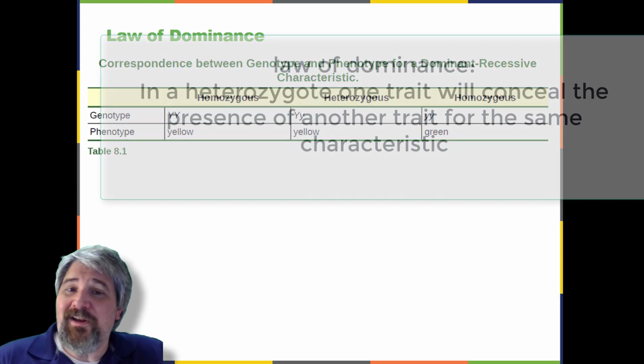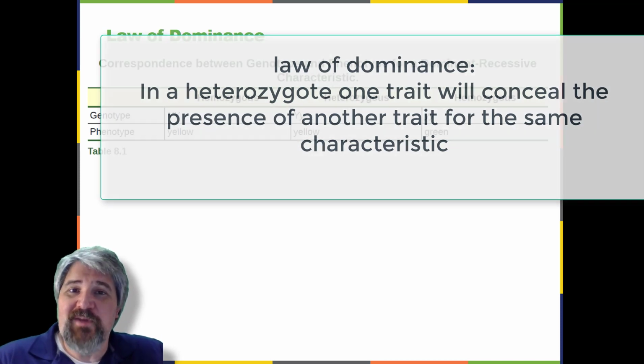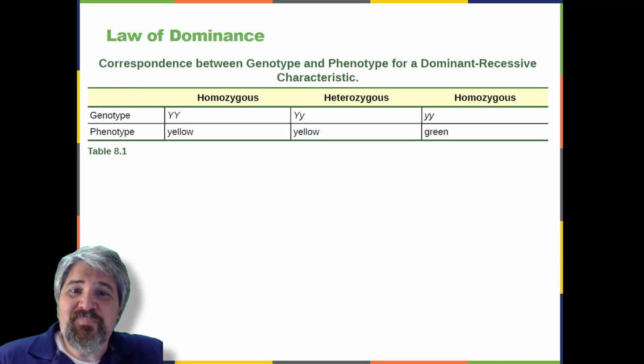Mendel's law of dominance states that in a heterozygote, one trait will conceal the presence of another trait for the same characteristic. For example, when crossing true breeding violet-flowered plants with true breeding white-flowered plants, all of the offspring were violet-flowered, even though they all had one allele for violet and one allele for white. Rather than both alleles contributing to a phenotype, the dominant allele will be expressed exclusively.